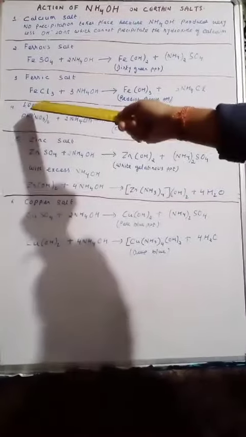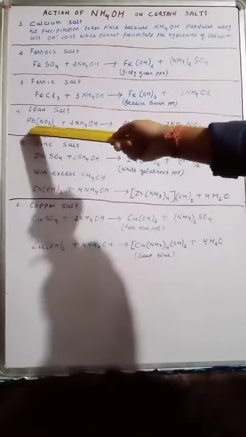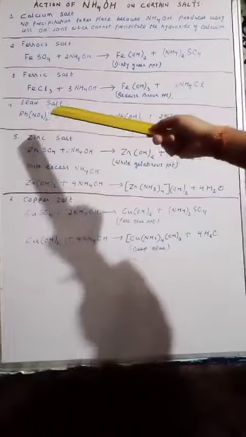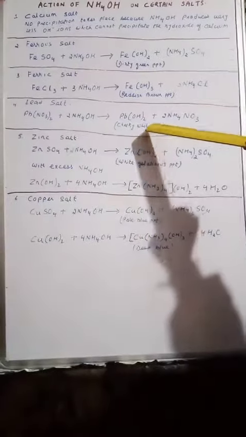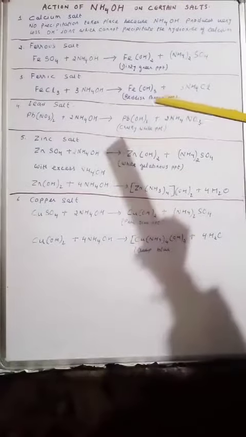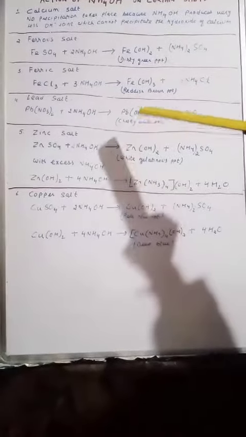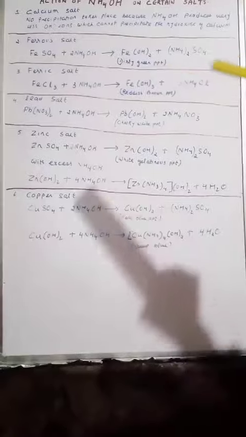The next one is with lead salt. When lead salt, like let's say lead nitrate, is treated with ammonium hydroxide, we see a chalky white precipitate getting formed, and that is lead hydroxide, which is insoluble in excess of ammonium hydroxide.